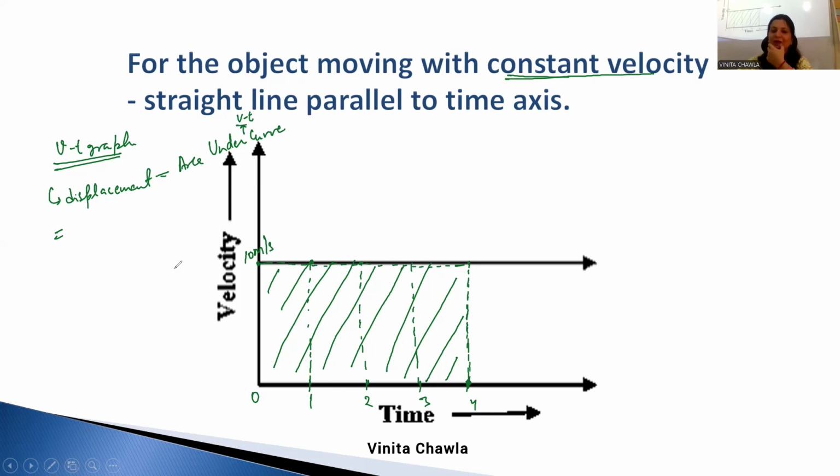What is the length of the rectangle? Let velocity be in meter per second and time in seconds. The length is this 4 seconds and the breadth is this 10 meter per second. We simply multiply these two. Length into breadth gives the area of a rectangle. So length is 4 and breadth is 10. The answer is 40 meters. So we can find displacement like this from a VT graph. Easy. Now we have to find acceleration. How do we find acceleration from a VT graph?